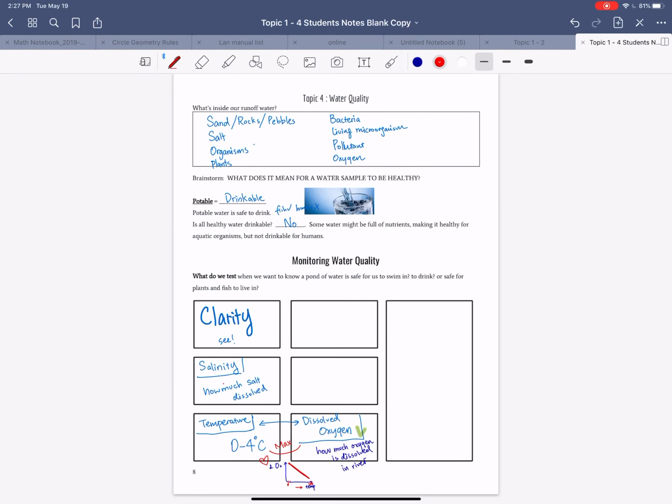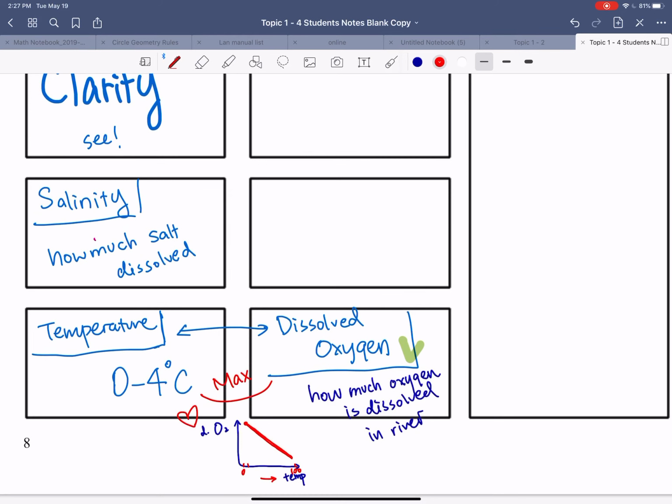If I ask you to draw a trend line, or if I ask you to choose the correct trend line picture for two variables, for example dissolved oxygen and temperature, you're going to choose the correct trend line for this, which is decreasing in this case.